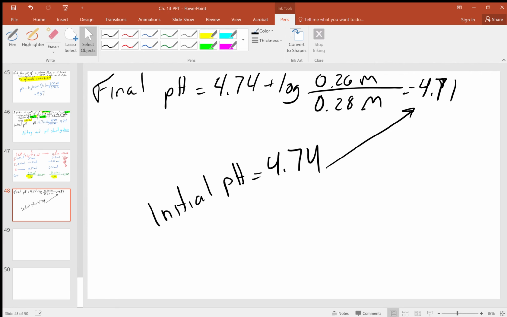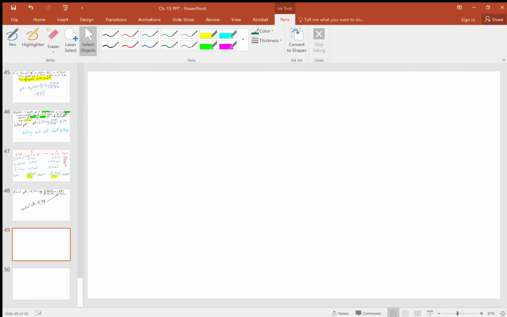So just to summarize again, the initial pH was 4.74. After we put our new concentrations in, we were able to calculate our final pH, and we can see it didn't go down by very much, but we did get a slight decrease from 4.74 to 4.71. Let's do one more.